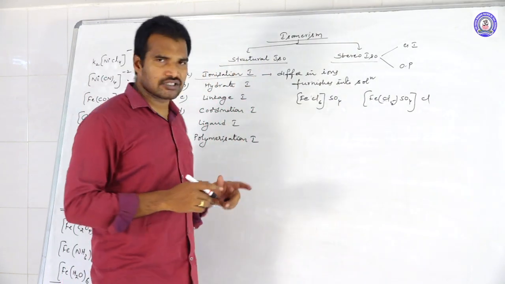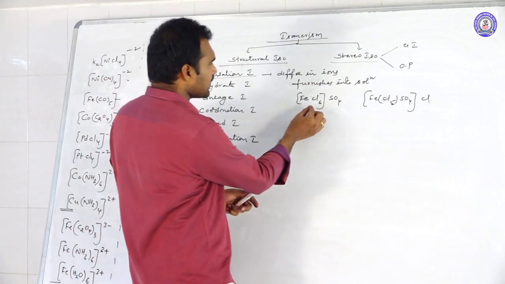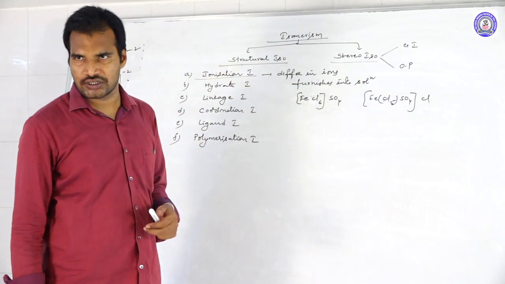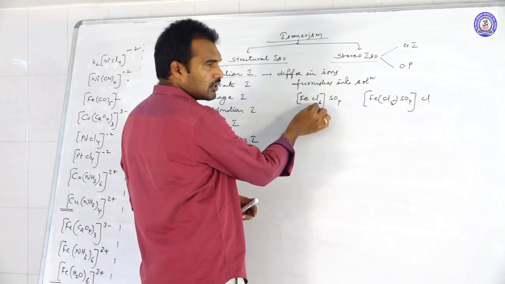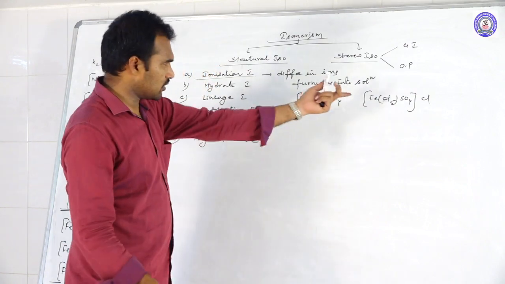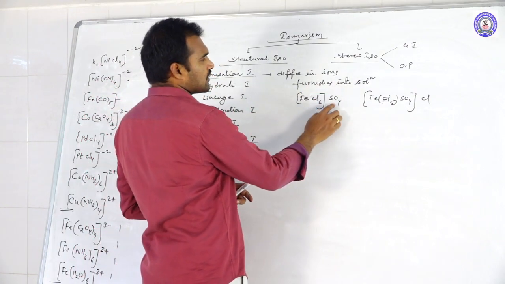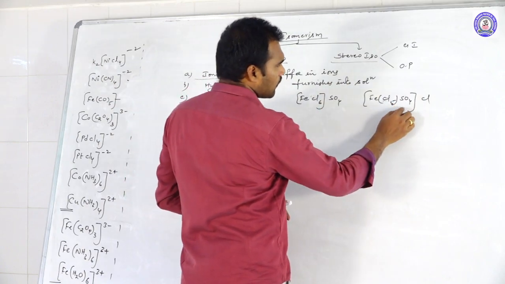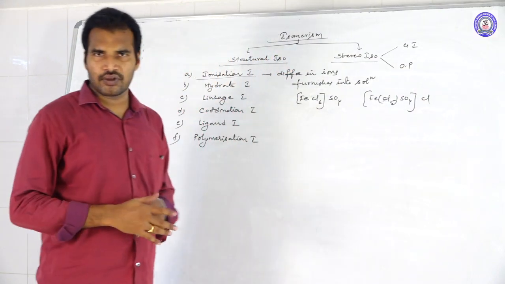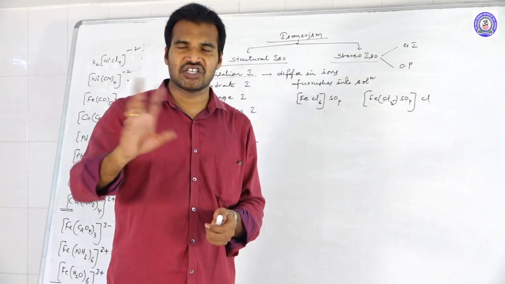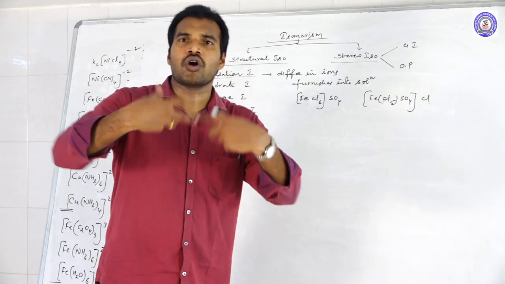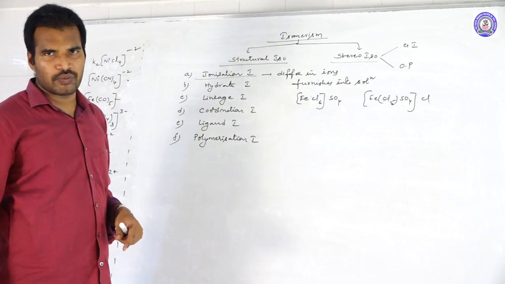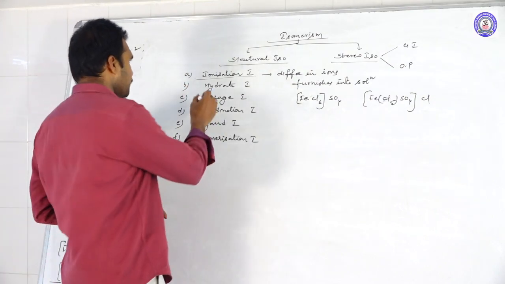Usually this pair of isomers is formed simply by the exchange of ligands into and out of the coordination sphere. Look at this example. Previously sulfate is outside, but afterwards sulfate is inside and chloride is outside. So this type of isomers is formed simply by the exchange of ligands from inside to outside. That type of isomerism we call ionization isomerism.